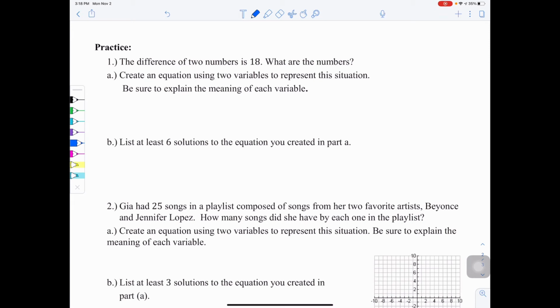Okay, now you've had time to practice. We'll go over number 1 first. The difference of 2 numbers is 18. What are the numbers?